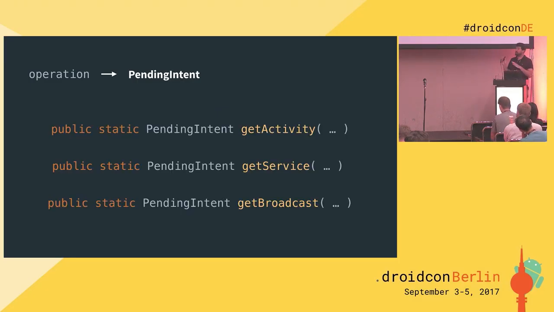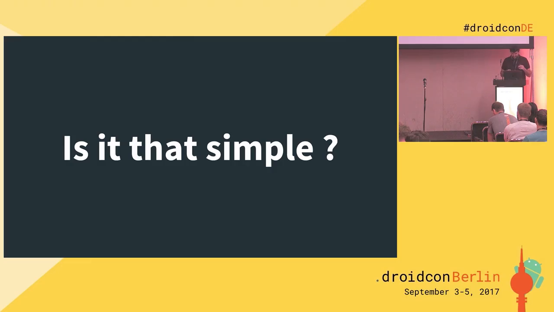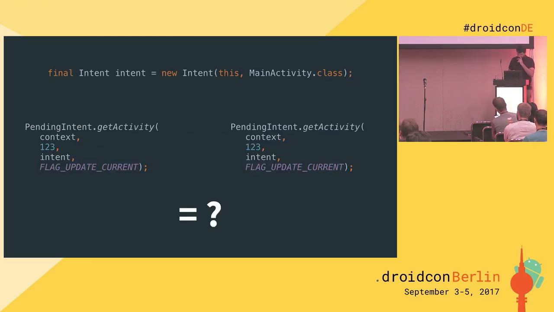I want to focus on PendingIntent because I see a lot of errors about it, and I think it's really an interesting use case. First, is it that simple? Let's play a game. Do you think that these two pending intents are equal? You have an intent which points to a main activity, and then you create two pending intents, one with a context, an ID, the same instance in both cases, and the same flag. Are they equal? Yes, they are.